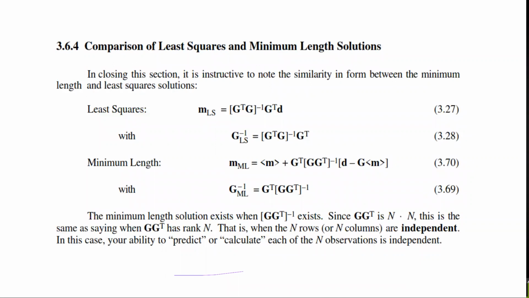So now we have two ways of estimating model parameters. We have the least squares method, which applies when we have independent columns, a tall matrix, and we get the estimate of the model parameters in this way. And when we have a fat matrix, where the columns are dependent, but the catch is that the rows are independent, then we use the minimum length solution to estimate the model parameters. So these are the two ways of estimating model parameters.